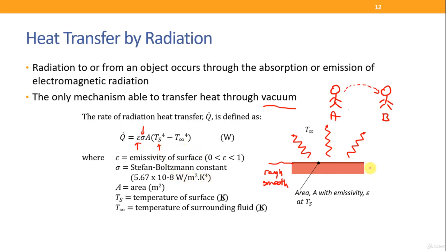Ts is again the surface temperature. So let's say 50 degrees Celsius, and T infinity is the temperature of the surrounding. So let's say 20 degrees Celsius. But the difference between convection and radiation is that you are not going to just take the delta T like this. You have to take the temperature to the power of 4. So if it's to the power of 4, you cannot just use degrees Celsius. You have to convert the temperature to Kelvin. So to convert degrees Celsius to Kelvin, you have to add 273 before you take the value to the power of 4.